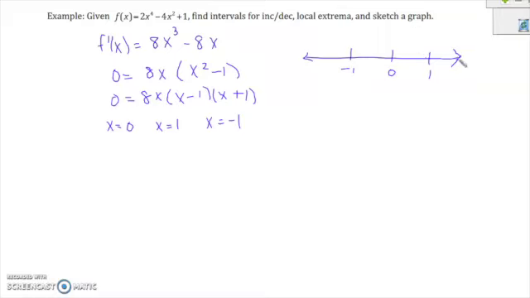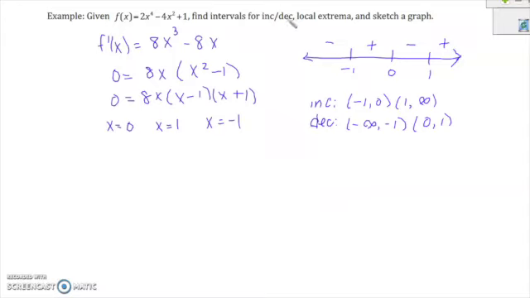All right, so I have 4 intervals here I have to find. I'll start with -2, and remember, I'm plugging into the factored form. That's the easiest one. So that's negative, negative, negative, so that's going to be negative. If I plug in -1/2, that's negative, negative, positive. So negative times a negative is positive. Plug in positive 1/2, positive, negative, positive, so that's negative. And then plug in 2, positive, positive, positive. Okay. So I'm increasing between -1 and 0 and 1 to infinity. And I'm decreasing between -infinity and -1 and between 0 and 1.